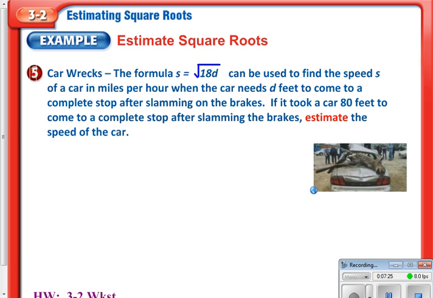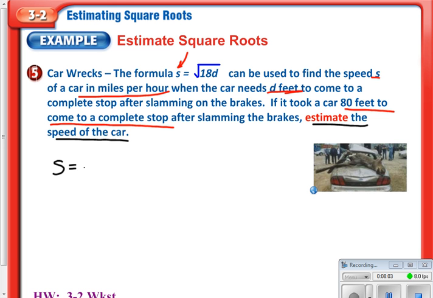Final example, example 5 says the formula S equals the square root of 18D can be used to find the speed S of a car. So S is our speed in miles per hour, when the car needs D feet to come to a complete stop after slamming on its brakes. So D is our stopping distance after slamming on our brakes, a complete stop. If it took a car 80 feet to come to a complete stop after slamming the brakes, estimate the speed of the car. So we're trying to figure out the speed of the car, S.